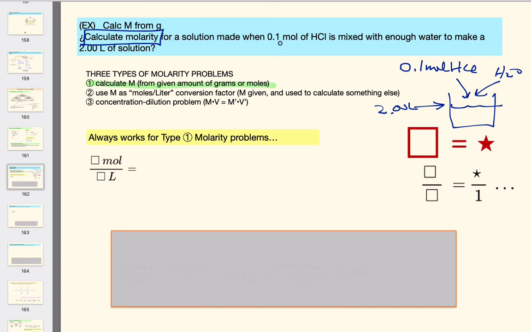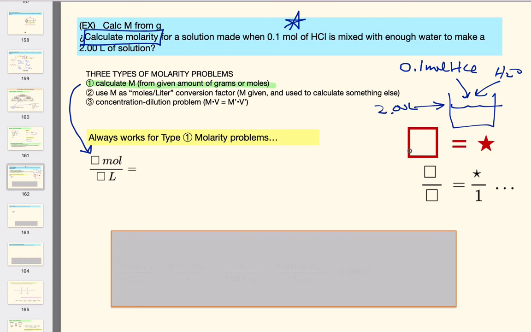For a solution made when 0.1 moles of HCl, there's my star. That's the only thing it gives me. So that tells me I'm going to calculate molarity from moles. Okay, so if it's type 1, now I know this formula always works for these type 1 molarity problems.